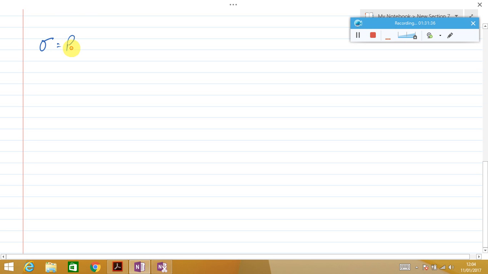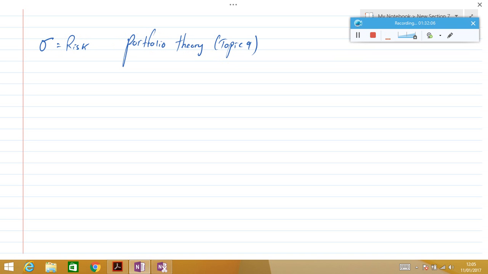Okay. So now we will use that formula again, but a bit longer. That chapter we call portfolio theory, guys. Topic 9, portfolio theory. In that topic, you will learn how to reduce risk in the investment. And the formula is going to be something like this. You want to see the formula?